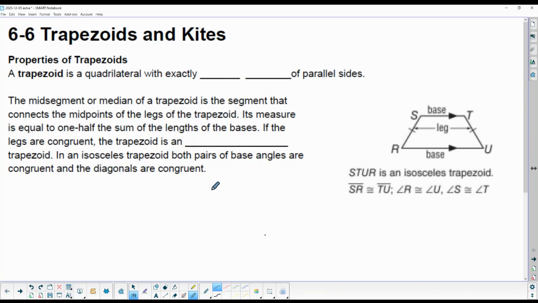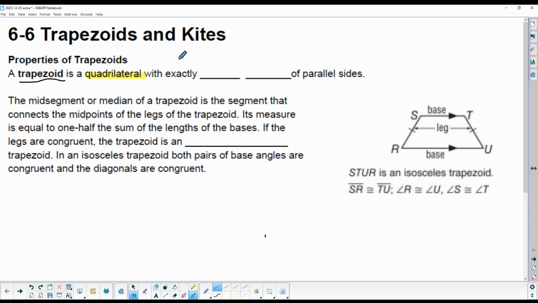Mr. Harmless here, and we're going to be looking at trapezoids and kites, the next two types of quadrilaterals. We're talking about quadrilaterals. That means they have four sides. And we're going to be talking about the trapezoid.